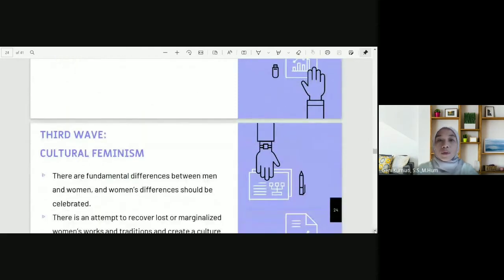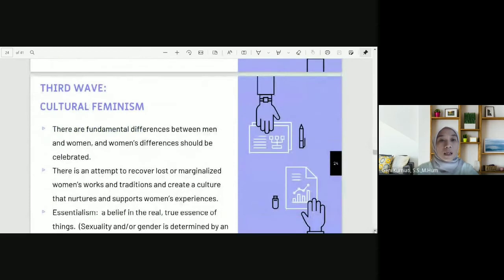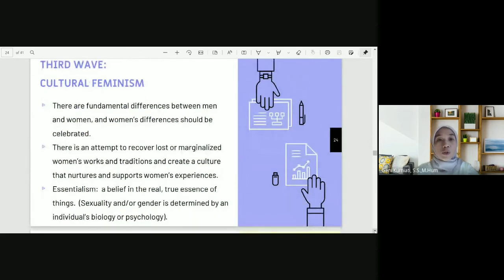Right, and the third wave is also seen as cultural feminism. There are fundamental differences between men and women, and women's differences should be celebrated. There is an attempt to recover lost or marginalized women's work and traditions, and create a culture that nurtures and supports women's experiences. That women are different. Each individual woman has specific and unique experience.